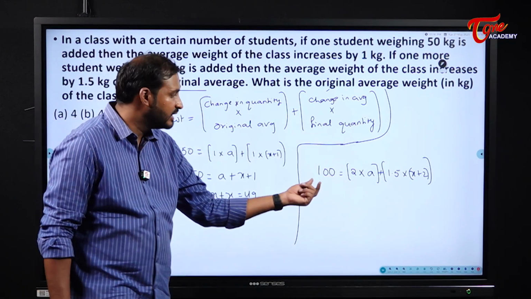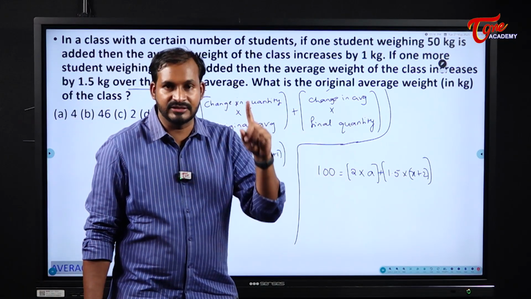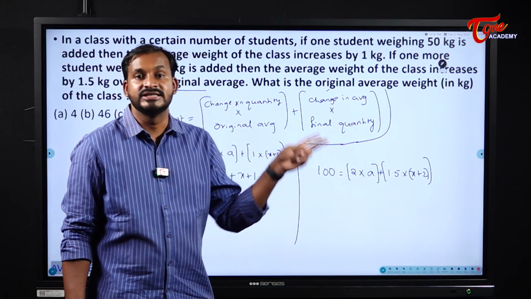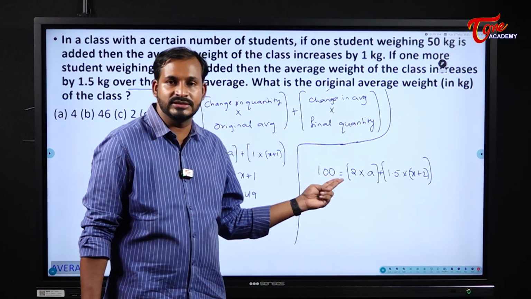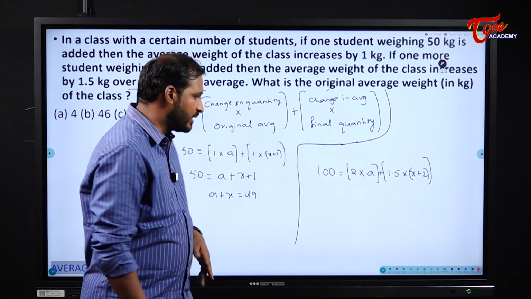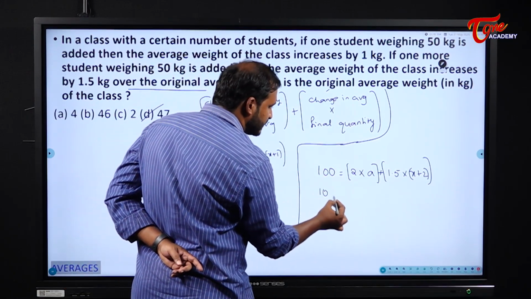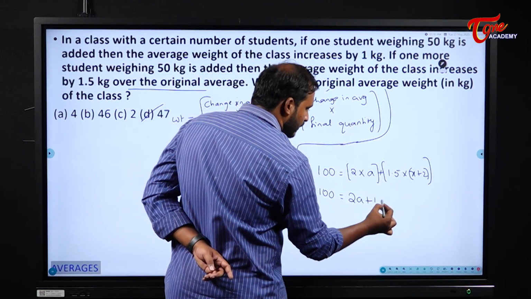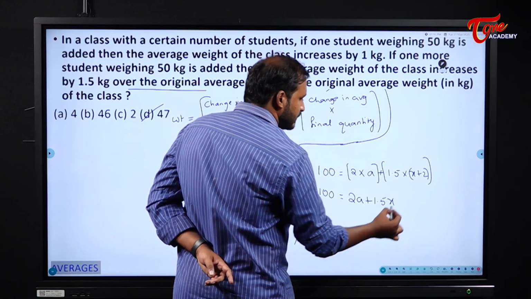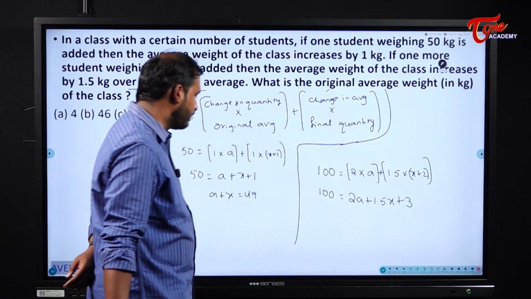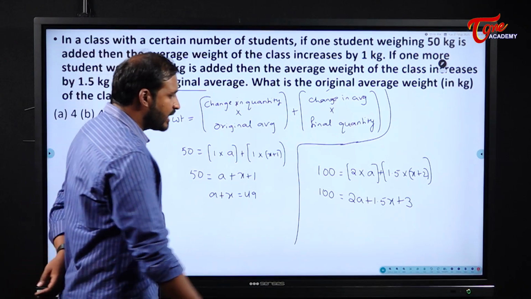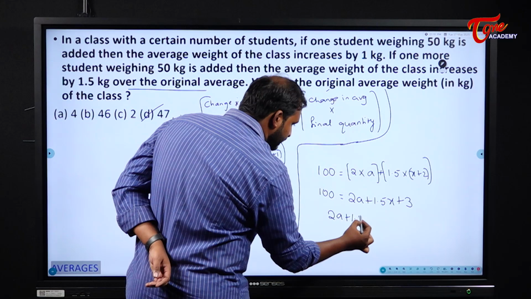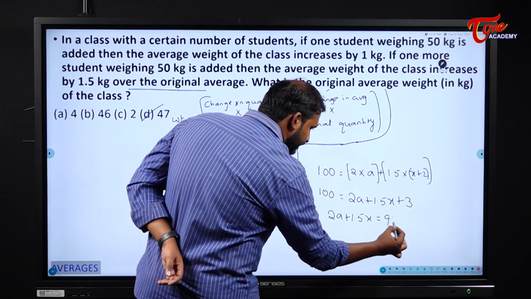When two persons are added, see, students, why I am writing 100: the first person's weight is 50, the second person's weight is also 50. So 50 plus 50 becomes 100. Now try to write the relation here. 100 is equal to 2A plus 1.5x plus 3. So 2A plus 1.5x is equal to 97.